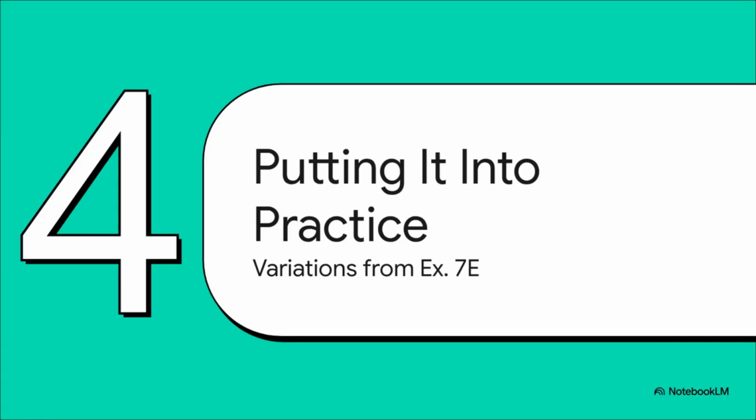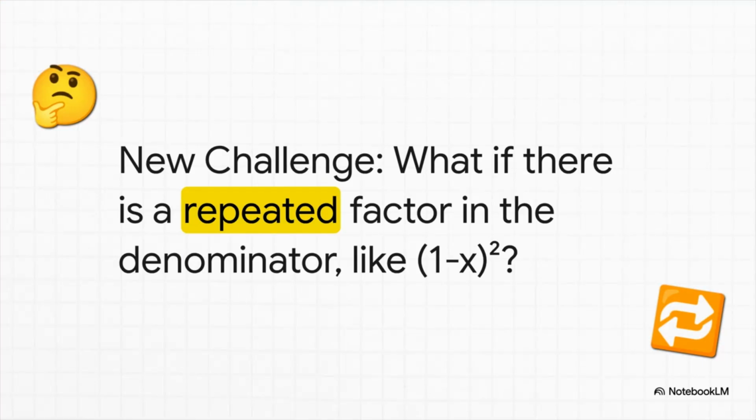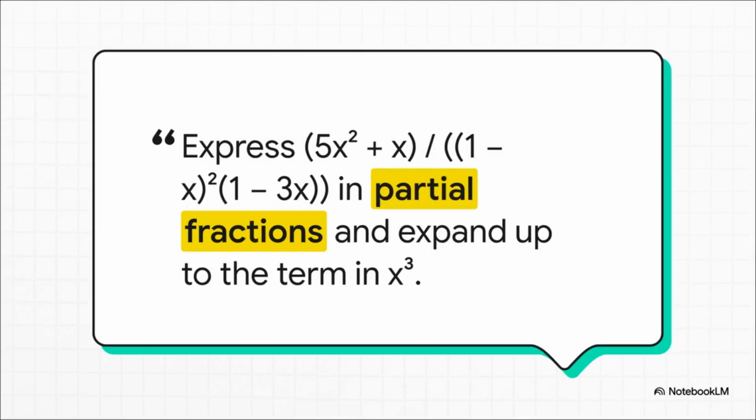Awesome. Now that we've totally nailed the core method, let's have a look at a couple of common curveballs you'll see in exercise 7e. These problems just introduce a slightly different challenge right at the beginning, in the partial fraction setup. So our first new challenge is, what do you do when you have a repeated factor in the denominator? Something that's squared. Here's the problem.